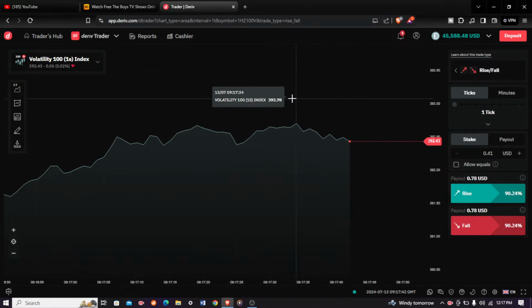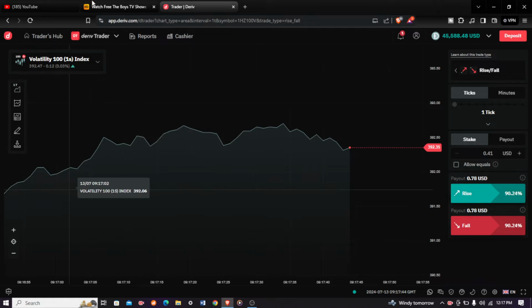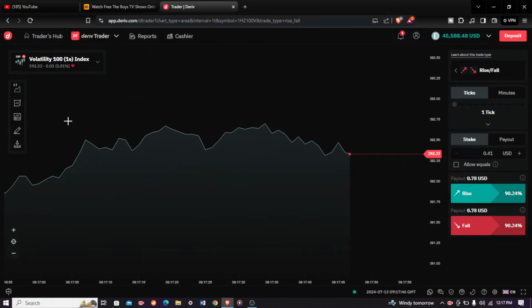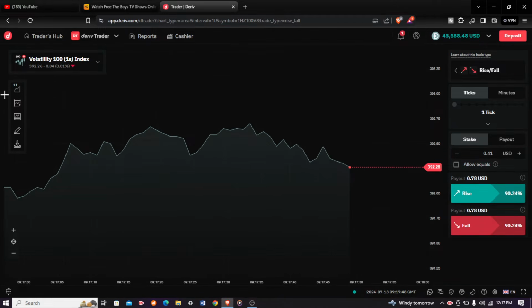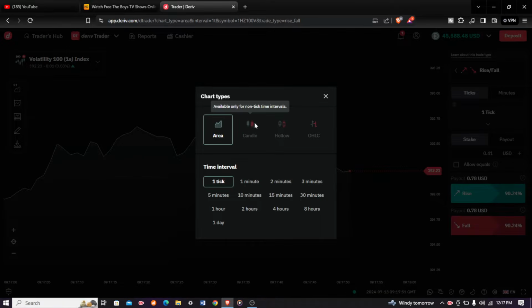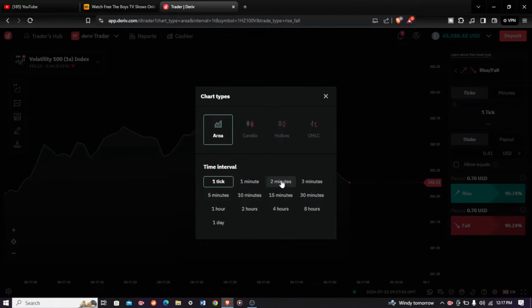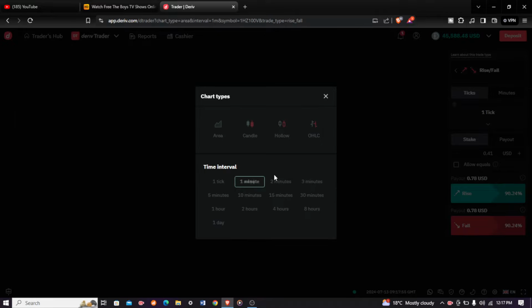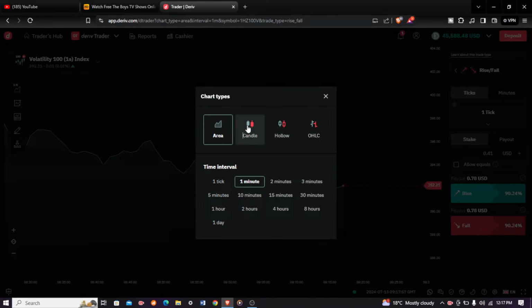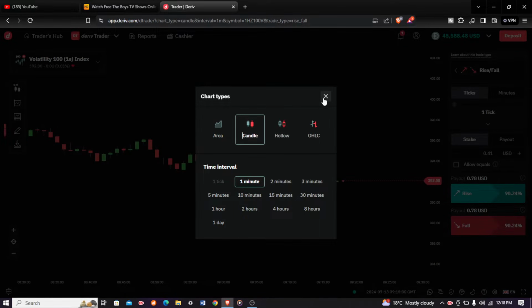The first thing is you head over to this over here. As you can see right here, I hope you can see it, you have this small bar section. You click on the first section right there, and then you select 1 minute, 2 minutes, just select 1 minute, and then select candle as I told you, and then press cancel.